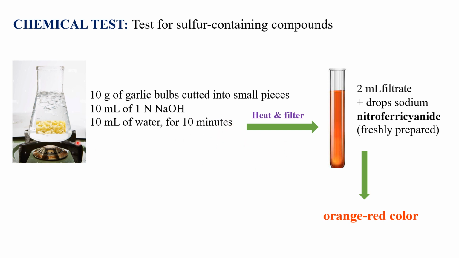After heating, filter this solution and take 2 ml of the filtrate. Mix it with 2 drops of a reagent known as sodium nitroferricyanide, which should be freshly prepared. If the garlic contains a good amount of sulfurous compounds, this test should give an orange-red color.